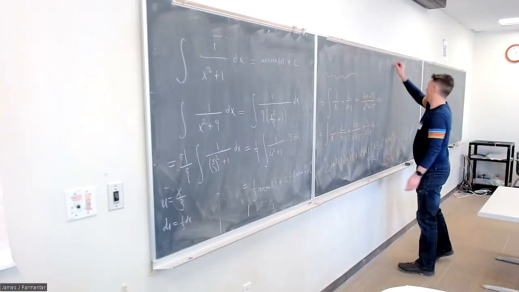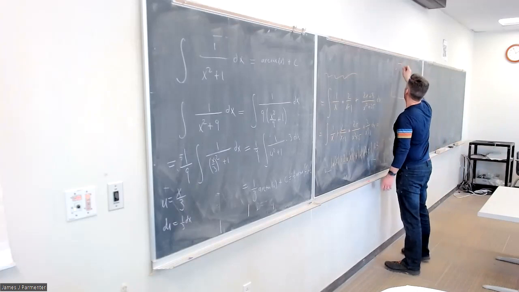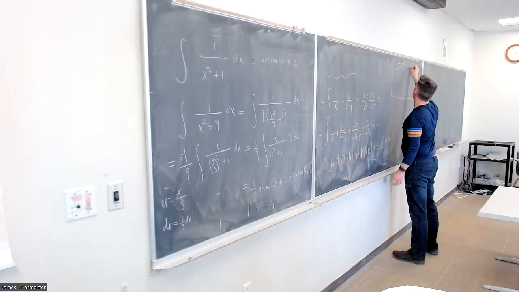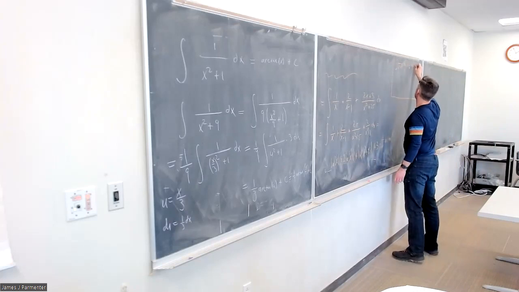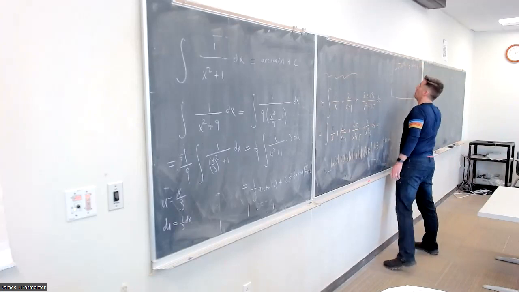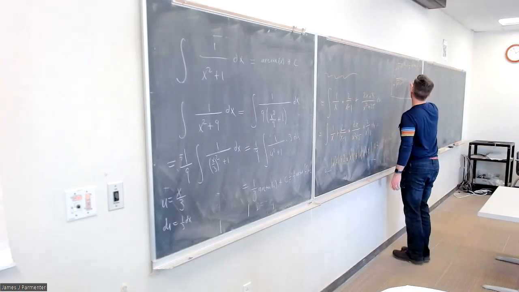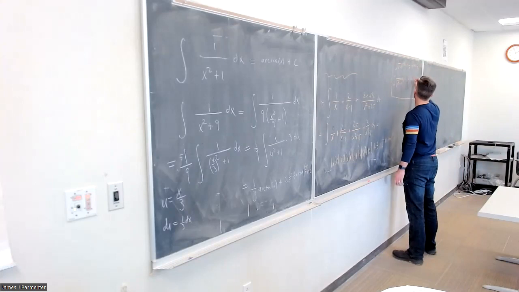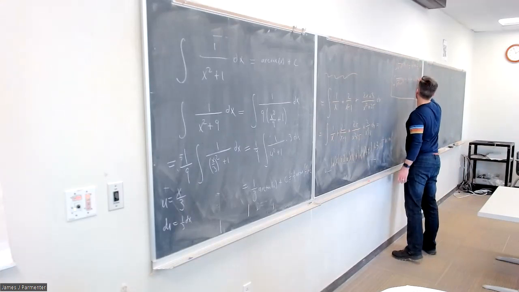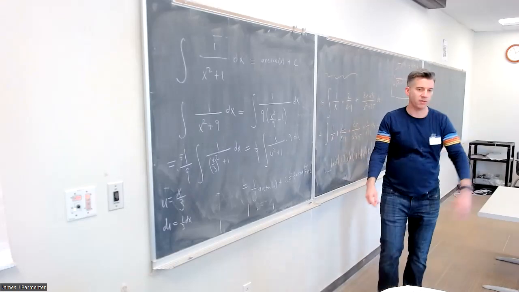Or more generally, as I'm sure is in your textbook somewhere, the integral of 1 over a squared plus x squared is 1 over a times the arctangent of x over a. And similarly, the integral of 1 over the square root of a squared minus x squared is the arcsine of x over a. There is no 1 over a in front of it, which always bothers me, but it's true.